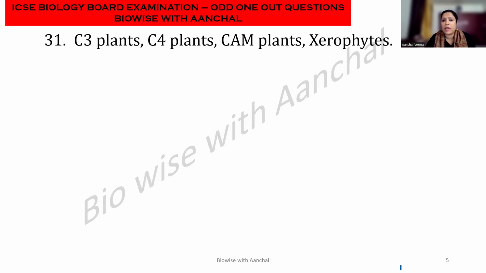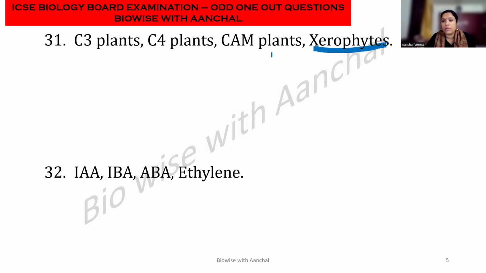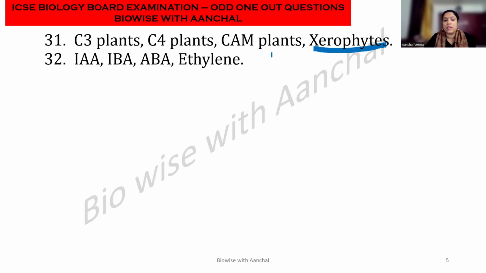C3, C4, CAM, crassulacean acid metabolism, and xerophytes. In this one, you can see these are all classifications on the basis of photosynthesis. So these are photosynthetic pathways, but xerophytes are the desert plants. These are all photosynthetic pathways by which the plants photosynthesize.